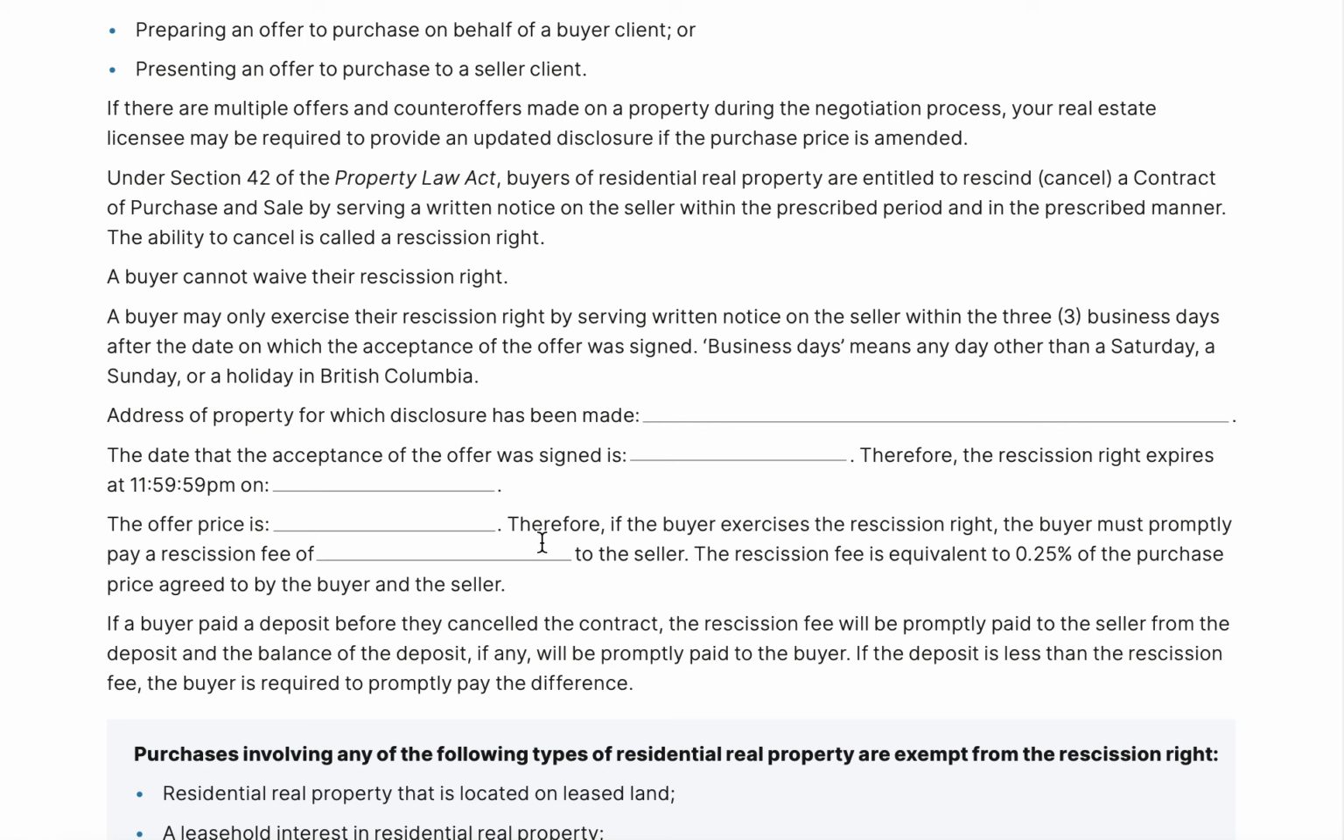The list offer price is listed here, and the reason is if the buyer opts to rescind, they need to pay a rescission fee to the seller. It is 0.25% of the offer price. So on an offer of, let's say, $1 million, the rescission fee would be $2,500. That rescission fee will also be listed here.